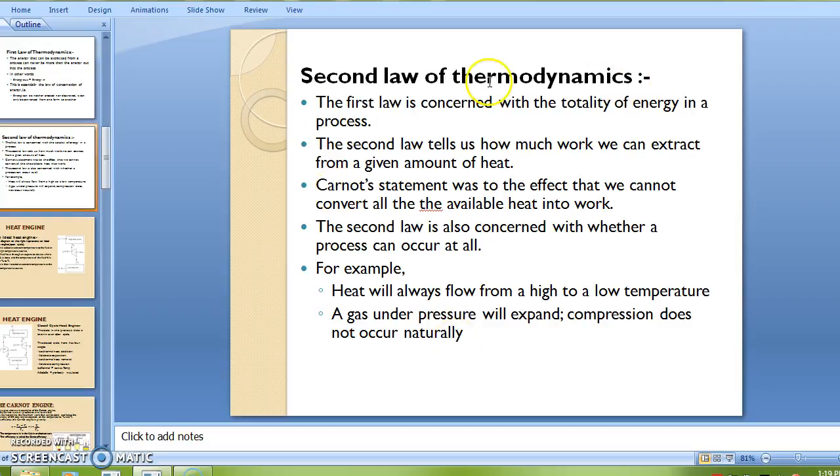Second law of thermodynamics. The first law is concerned with the totality of energy in a process. The second law tells us how much work we can extract from a given amount of heat. Carnot's statement was to the effect that we cannot convert all the available heat into work. The second law is also concerned with whether a process can occur at all. For example, heat will always flow from high to low temperature. A gas under pressure will expand. Compression does not occur naturally.